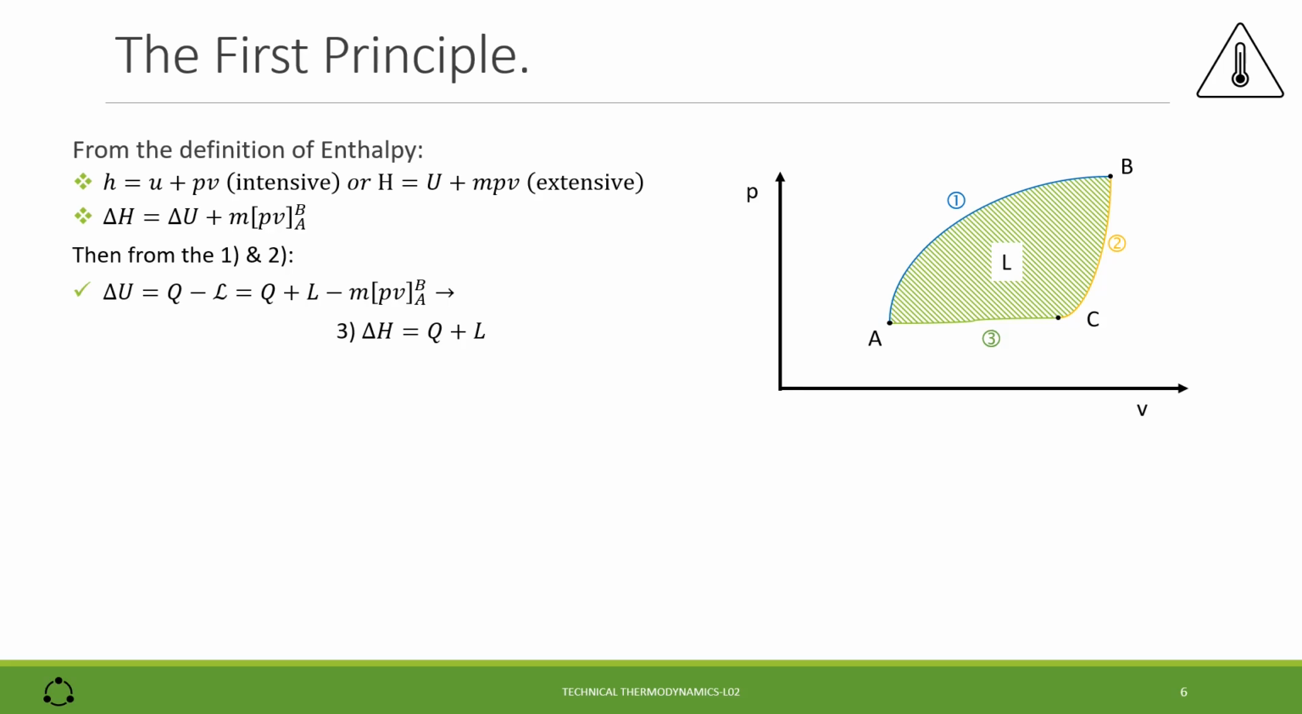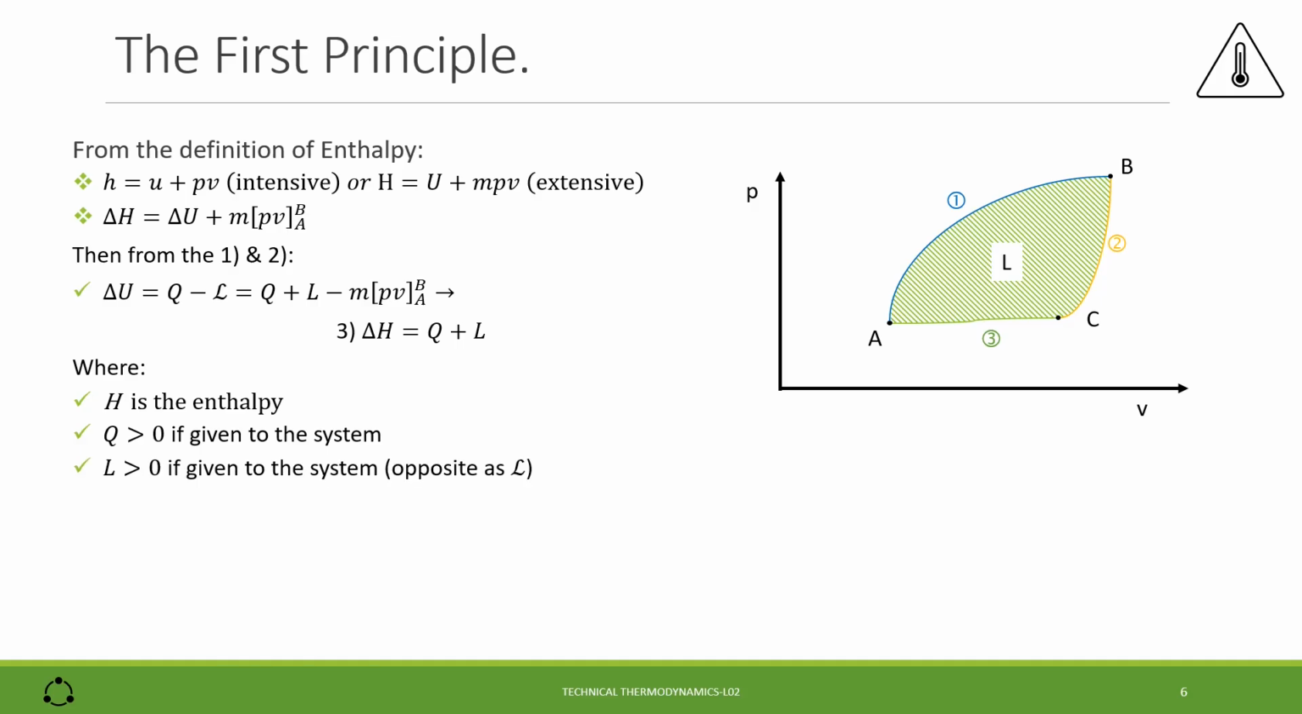Therefore, delta H equals Q plus L, where H is the enthalpy, Q is the heat, positive if given to the system, and L is the technical work, positive if given to the system. Opposite rule as for the thermodynamic work.